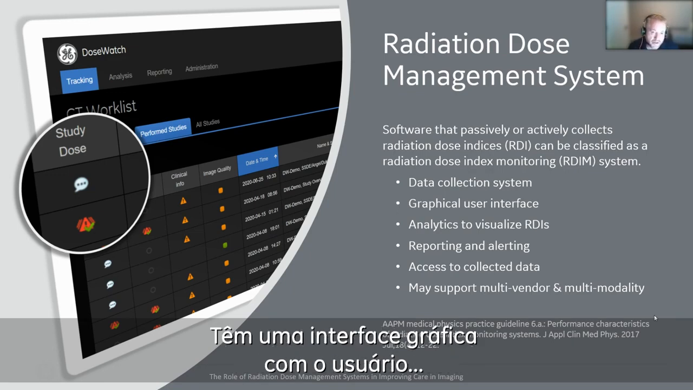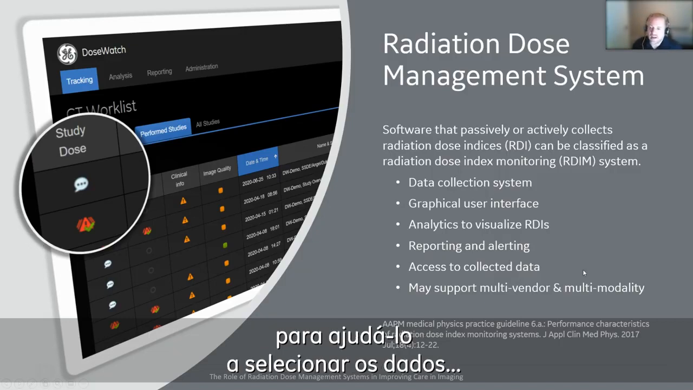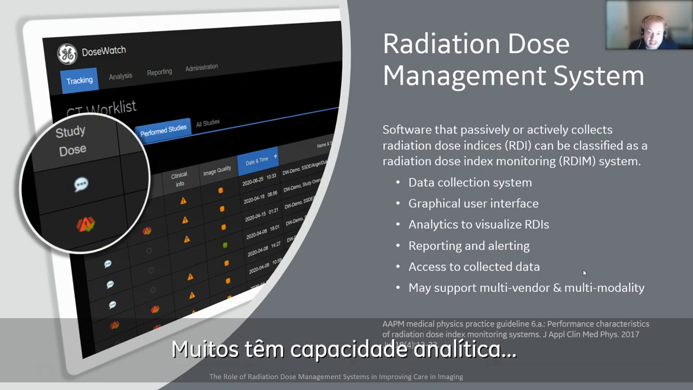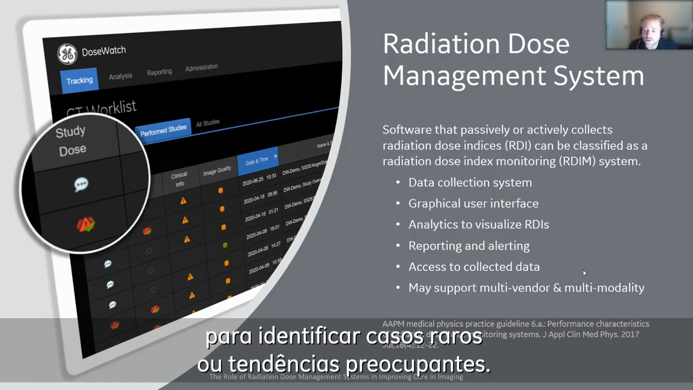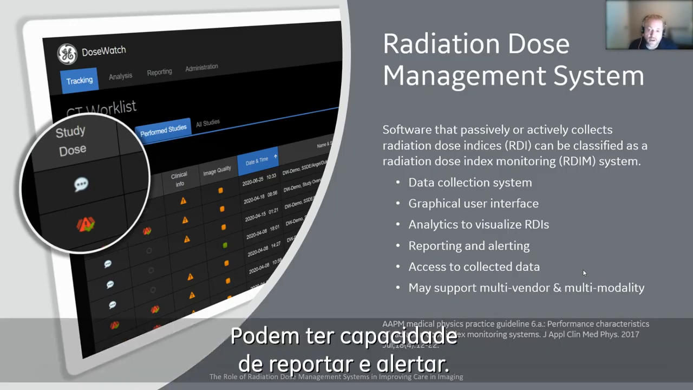They have a graphical user interface, and that's what you see here on the left of the screen as an example, to help you parse through the data and complete a workflow to review cases. Many of them have built-in analytics or business intelligence functionality to identify unusual cases or concerning trends. They may have reporting and alerting capabilities.